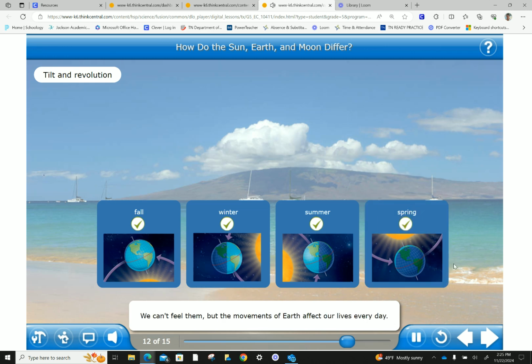That's right. We can't feel them, but the movements of Earth affect our lives every day. They determine when the sun comes up and how long our day will be. They affect what clothes we put on and bring the changes of the seasons.